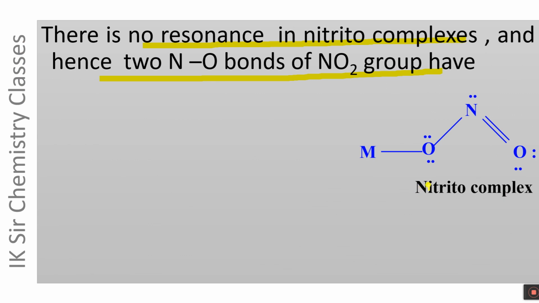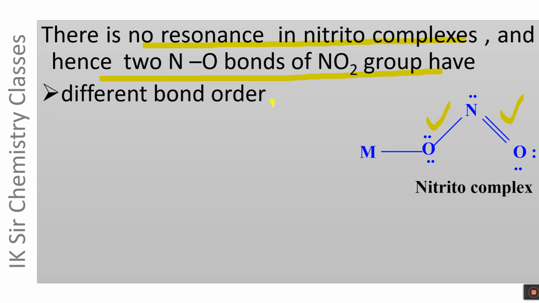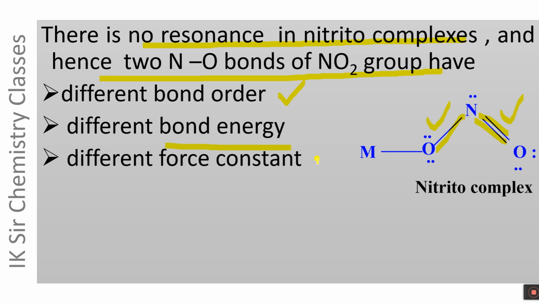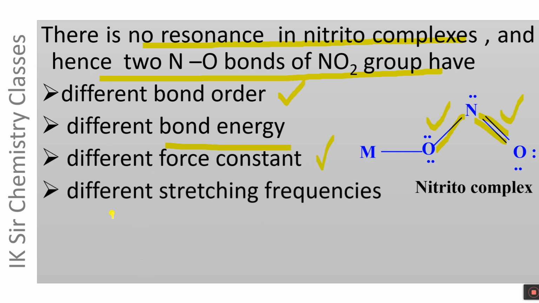This is the nitrito complex in which there is no resonance of the pi bond, and hence the two NO bonds of the NO2 group have different bond orders. One has bond order 1, the other has bond order 2. These two bonds have different bond energies, different force constants, and hence different stretching frequencies.